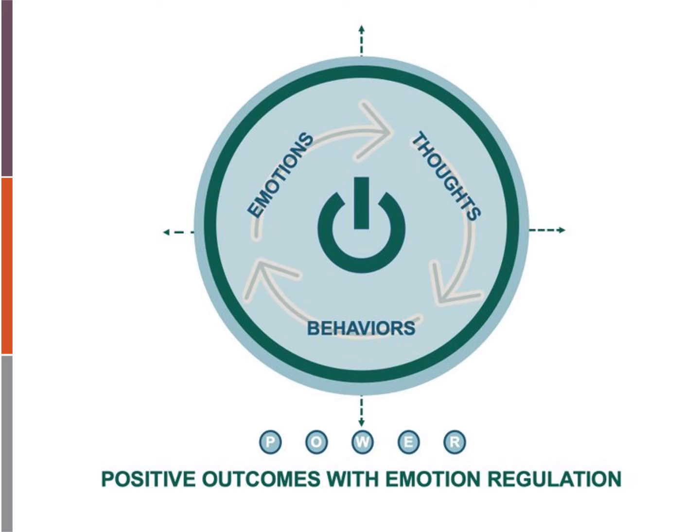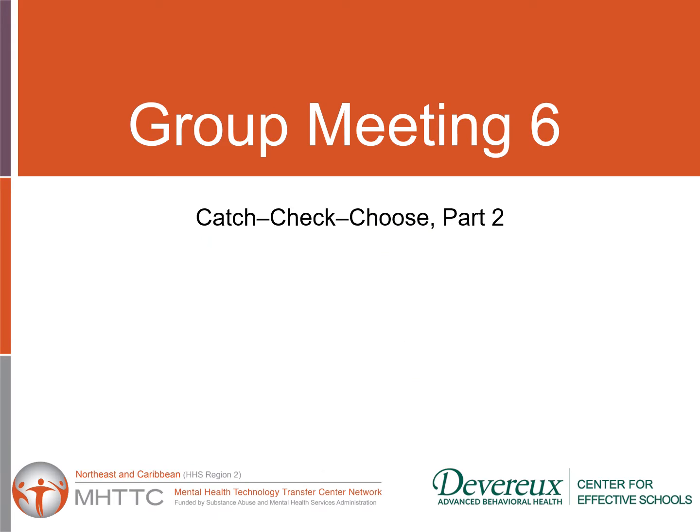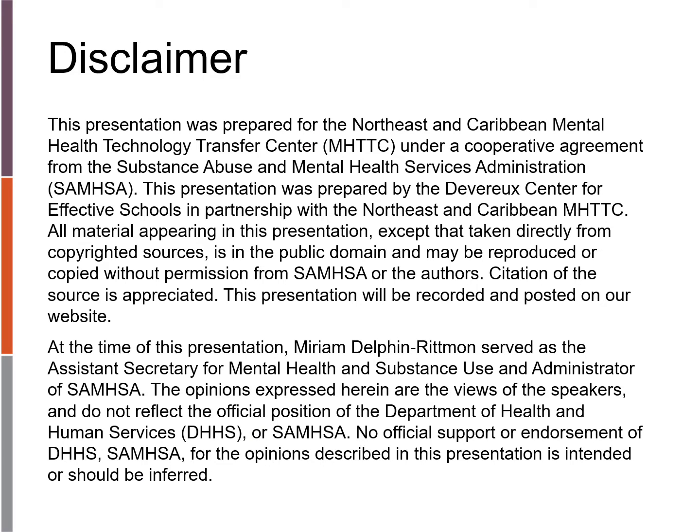This module is a part of the training series for the POWER program, Positive Outcomes with Emotion Regulation. The module will describe Group Meeting 6. The topic of this meeting is to continue to work on the catch, check, choose strategy that was introduced in Group Meeting 5. Please take a few moments to review this disclaimer about this training module.